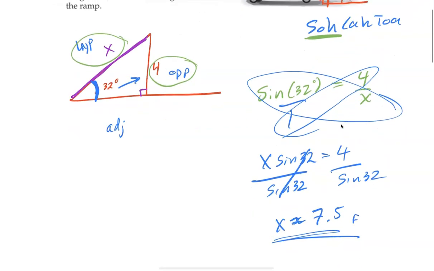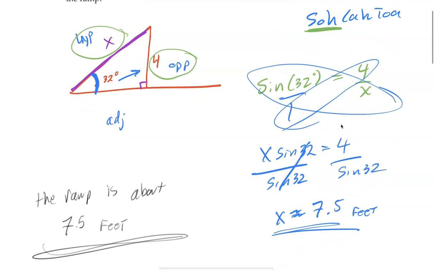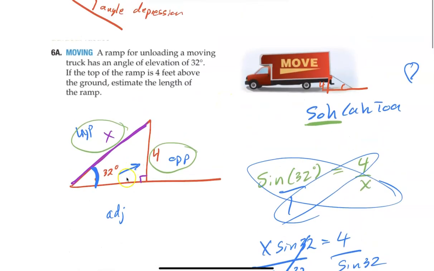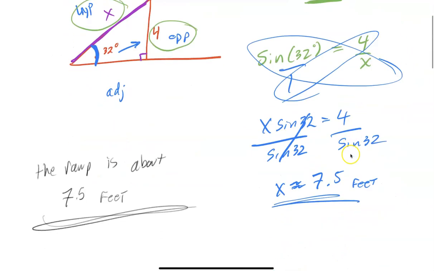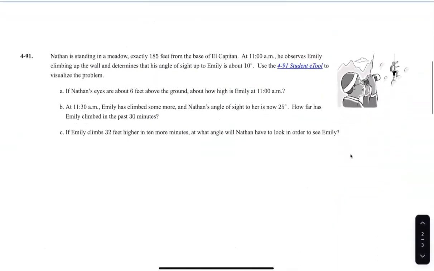Yep, feet. So I would say the ramp is about 7.5 feet. That's how long the ramp is. So that's our first example. Again, all we're going to do is draw a picture and then solve like normal. Figure out the sides, list out what the sides are based on the angle you have, use SOH-CAH-TOA to figure out which trig function I'm going to use, and then solve it like normal. So let's do another one. Let's do one that's a little more involved.